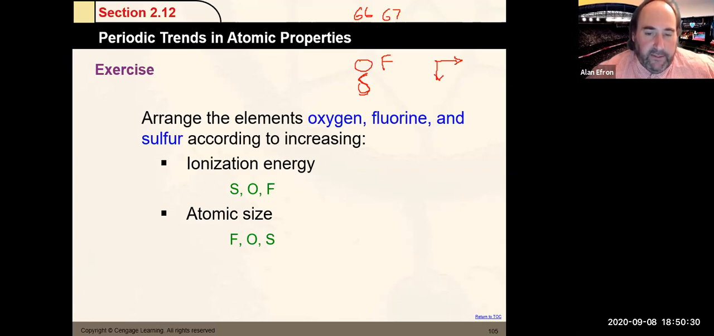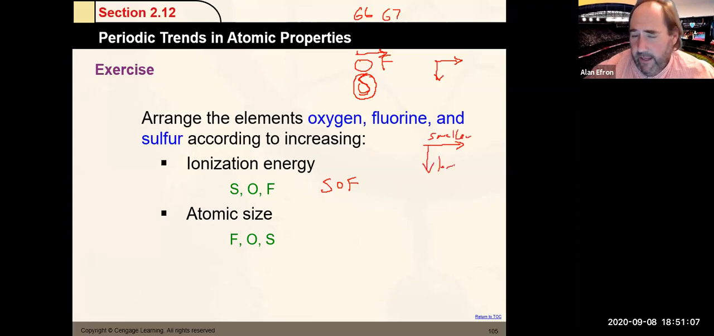So we definitely know that sulfur here should be the least, right? It's below both of those guys. And we do have it increasing as we go this way. So in terms of increase in ionization energy, I think we're good with how it is worded there. S, O, F would be the correct order for that. Again, sulfur being the least in terms of ionization energy because it's the lowest, and fluorine being the most. And in terms of atomic size here, we have F, O, S. So again, the reason for that is size is smaller this way and larger this way. So again, fluorine being the furthest to the right there.